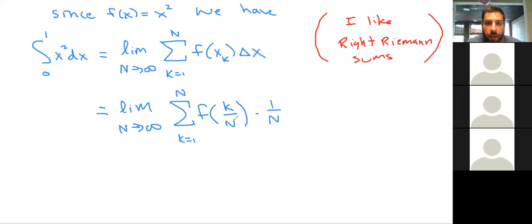Now, another thing you might be curious about is you might be saying, oh Grady, what happened to that little asterisk you had, the superscript? Well, remember, that asterisk just meant I can pick any point. But I am picking a specific one. I'm picking the right endpoints. I'm using the right Riemann sum.